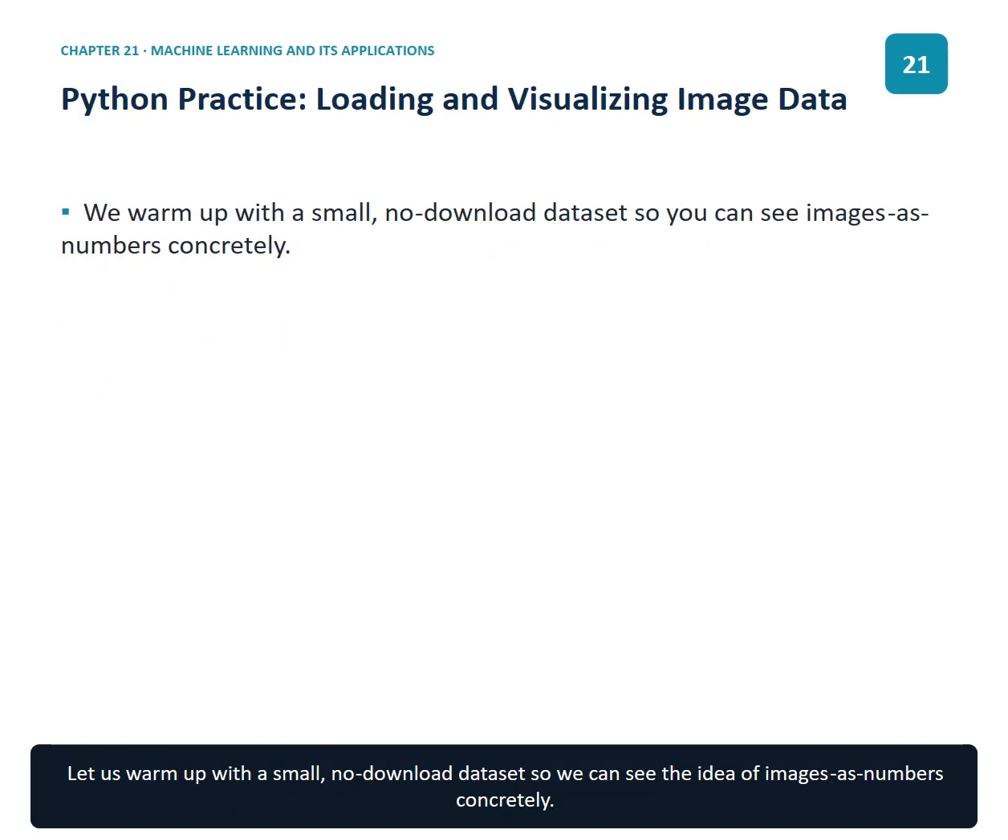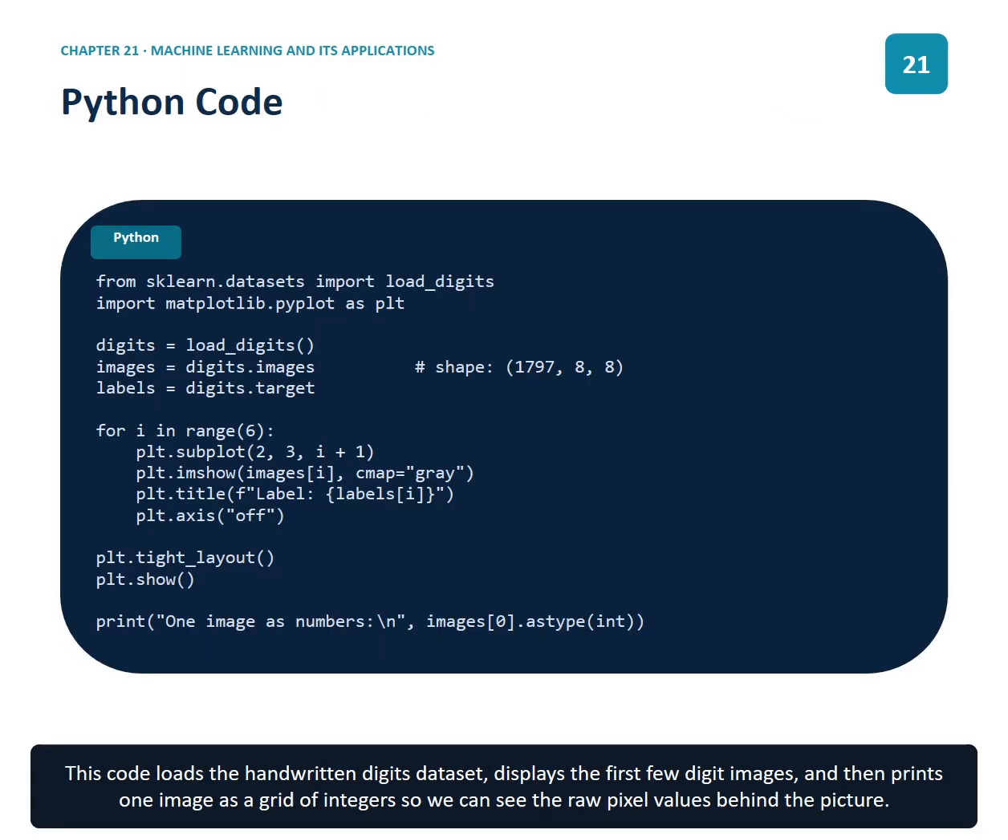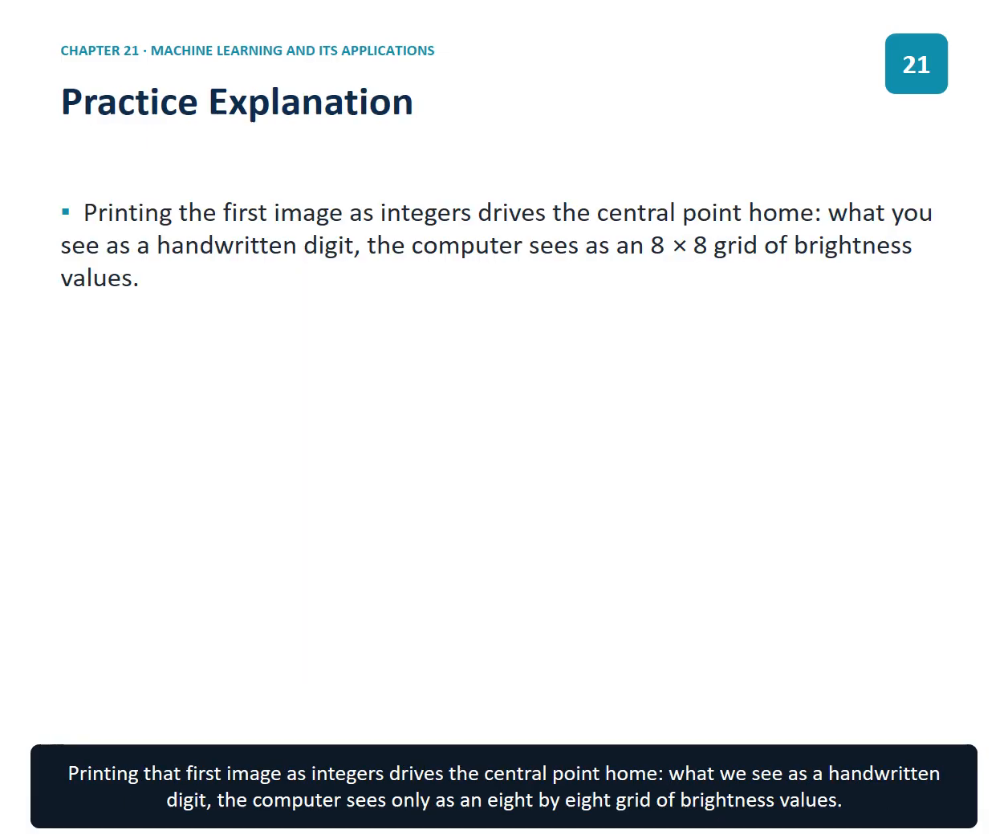Let us warm up with a small, no-download dataset so we can see the idea of images as numbers concretely. This code loads the handwritten digits dataset, displays the first few digit images, and then prints one image as a grid of integers so we can see the raw pixel values behind the picture. Printing that first image as integers drives the central point home. What we see as a handwritten digit, the computer sees only as an 8 by 8 grid of brightness values.